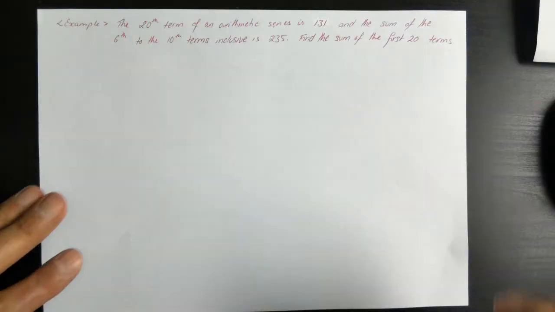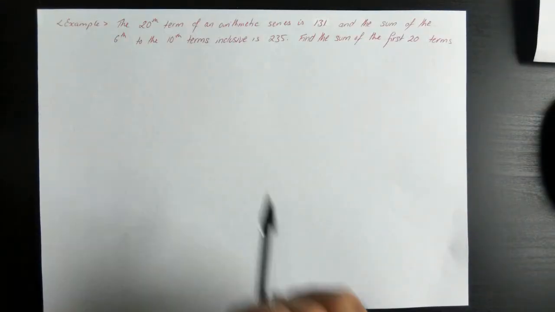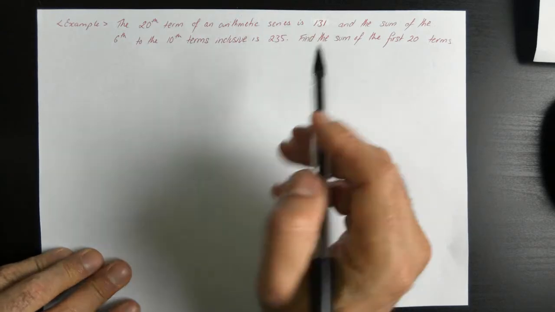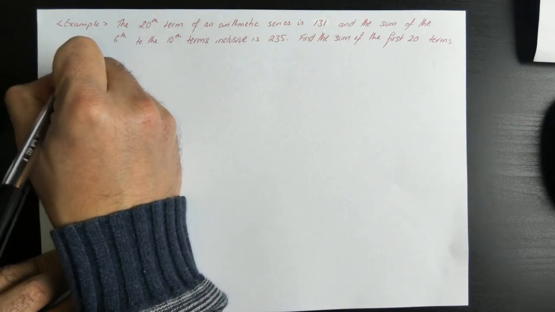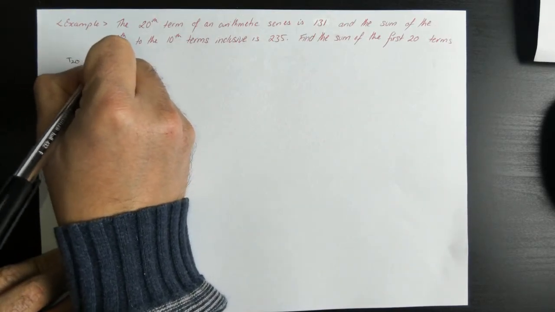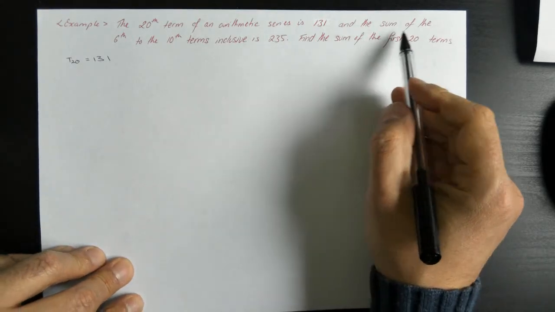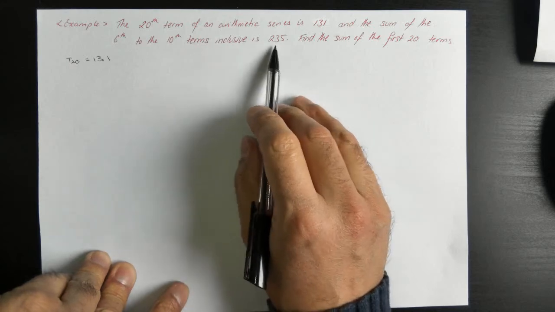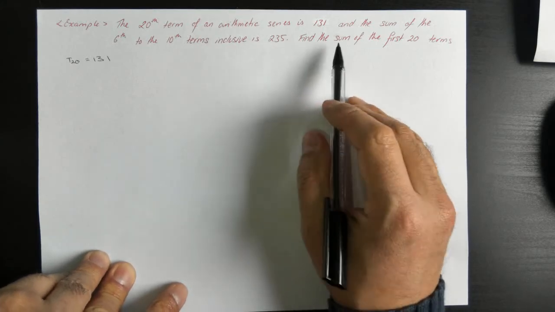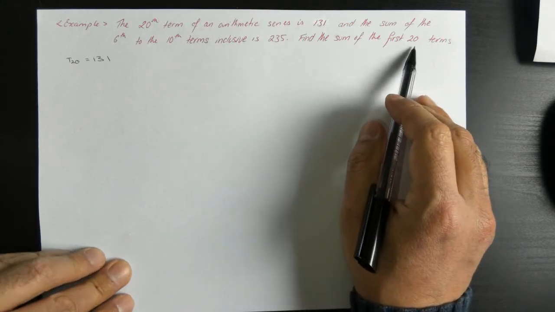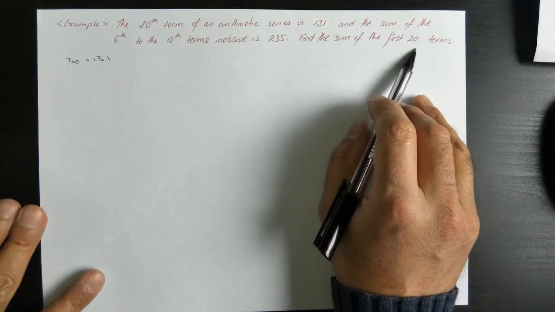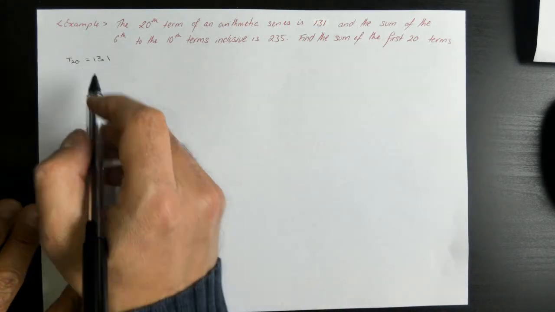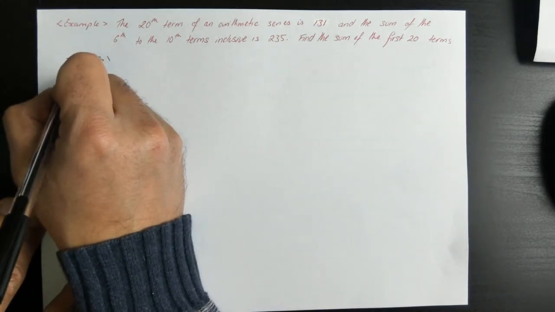Last example. The 20th term of the arithmetic series is 131, so T20 is 131. And the sum of the 6th to the 10th terms inclusive is 235. We want to find the sum of the first 20 terms. Okay, so let's work with this one.